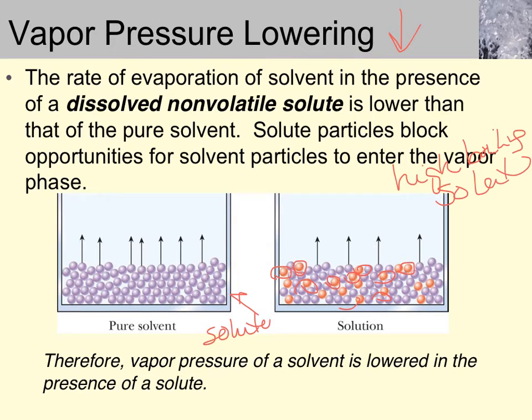And so rather than, for example, having, let's say, 7 gas molecules in this particular space, you might have 4. So the vapor pressure goes down.